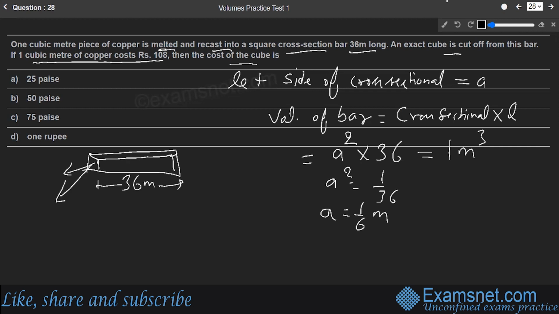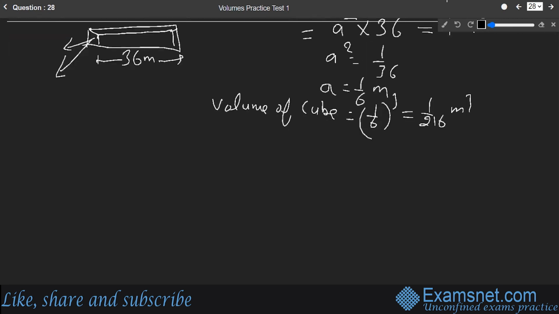Now he's saying one exact cube is to be cut off. So if an exact cube is to be cut off, clearly the side of that particular cube will be 1 by 6 only, because the cross section is in the form of 1 by 6 into 1 by 6 only. So the volume of that cube will be how much? Volume of that cube that has been cut will be 1 by 6 whole cube. That is nothing but 1 by 216 meter cube. That will be the volume of that particular cube that will be cut out.